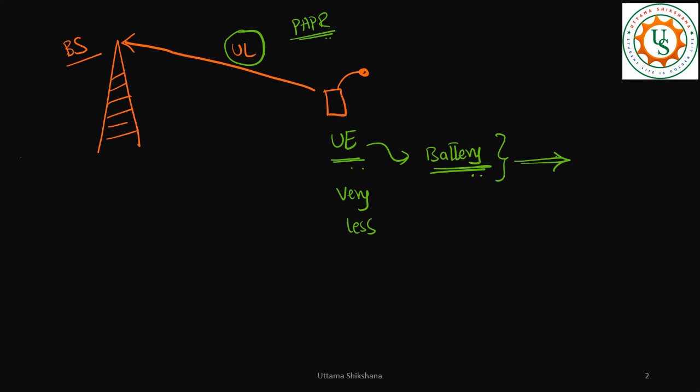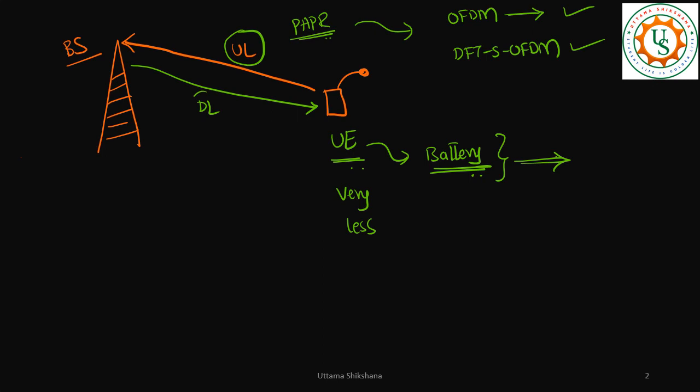So for this reason, instead of going for OFDM, which is going to increase the PAPR very significantly, an alternate scheme is used, which is DFT-s-OFDM, right? This is one kind of waveform, this is another kind of waveform. But whereas in case of downlink, there is no problem. It's not like there is no problem.